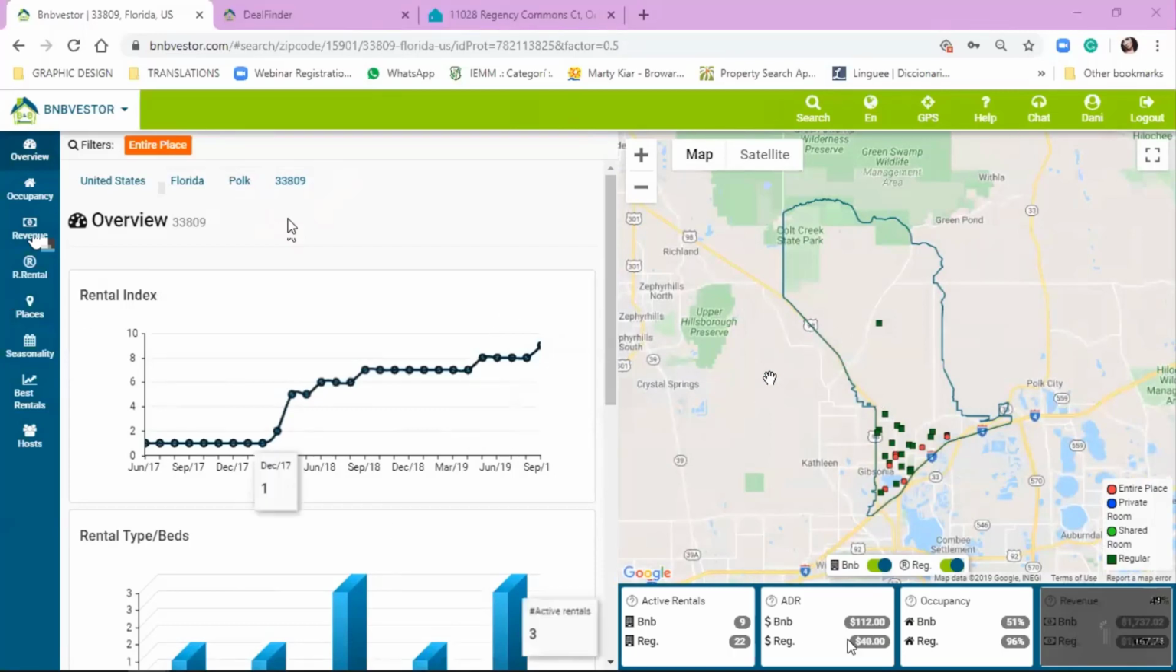Okay, so over here we have 9 active B&B rentals and 22 active regular rentals. You can see an average daily rate of $112 for B&B, an occupancy of 50%, very decent, and a revenue of 1,737, with an additional revenue of 49%. It's pretty good. Don't think that it's not. It's a pretty good additional revenue considering that it has low active B&B rentals.